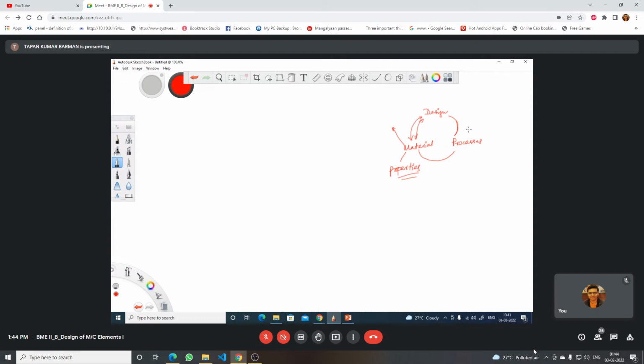But here under processes, there are three types of processes, and how basically these design, material, processes are related, that is important. If I ask you how these design, material, processes are related, you should answer it. Now, why are processes important? Because depending on the processes, the properties of the material may be different.